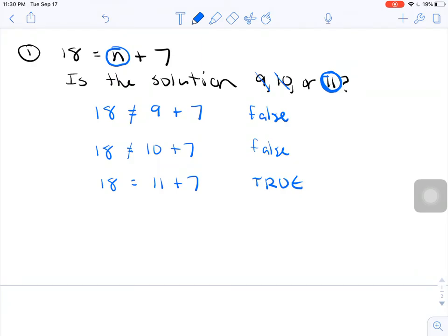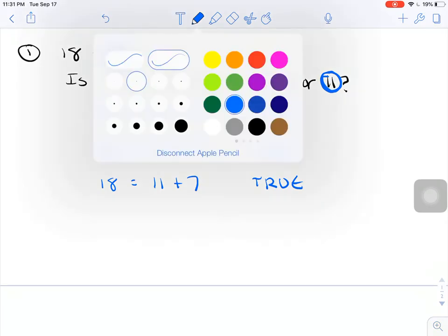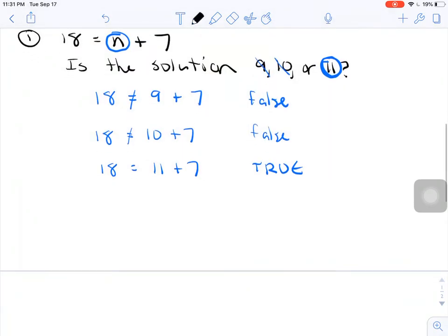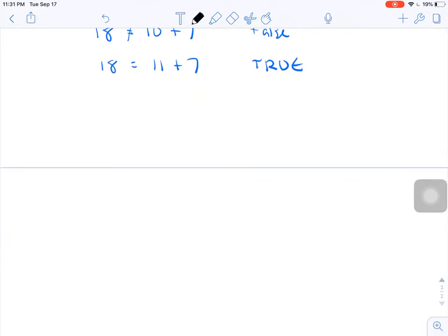If you're given possible options for the solution, that's how you can go through and test them out to see which one or ones. Some equations might have multiple solutions that work and make the equation true. Sometimes you're not always given options, though. Sometimes you might just be given the equation, and then you might have to use some logical reasoning to figure out what the solution is.